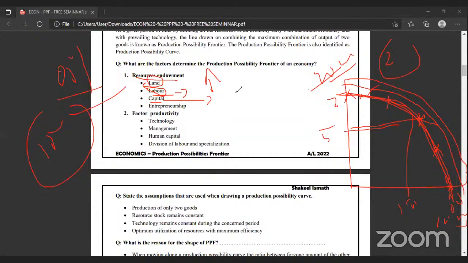The tsunami caused a loss of land resources in Sri Lanka. The coastal area was exploited. What will happen? Our land resource will reduce. When the land resource reduces, definitely our PPC will shift inward, right?